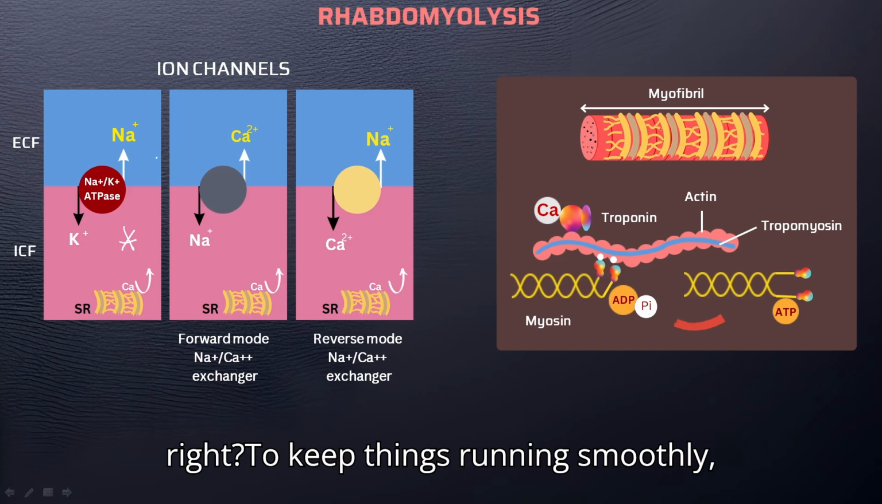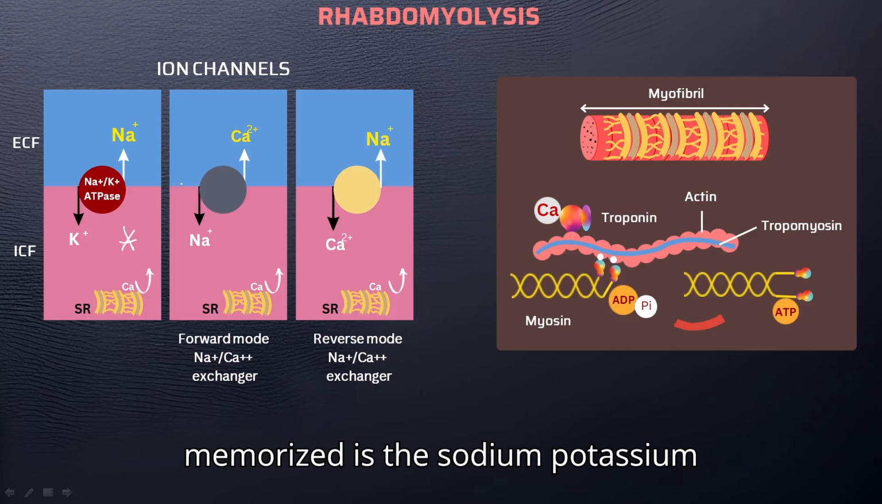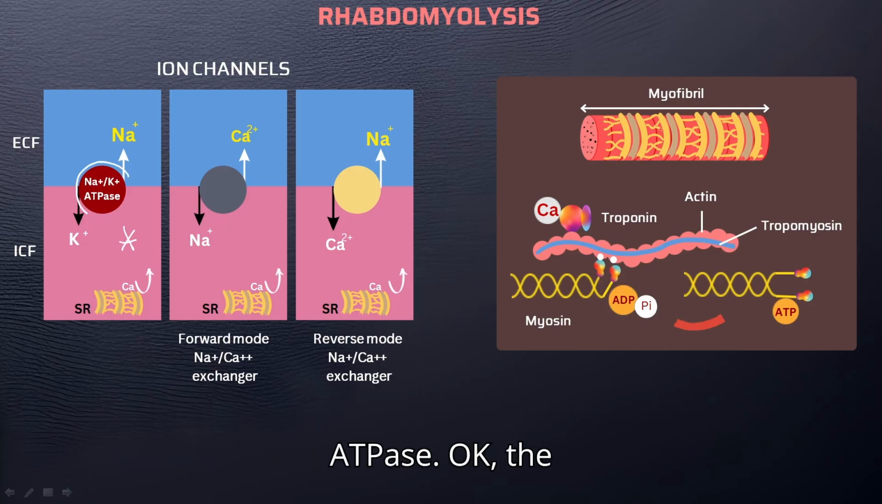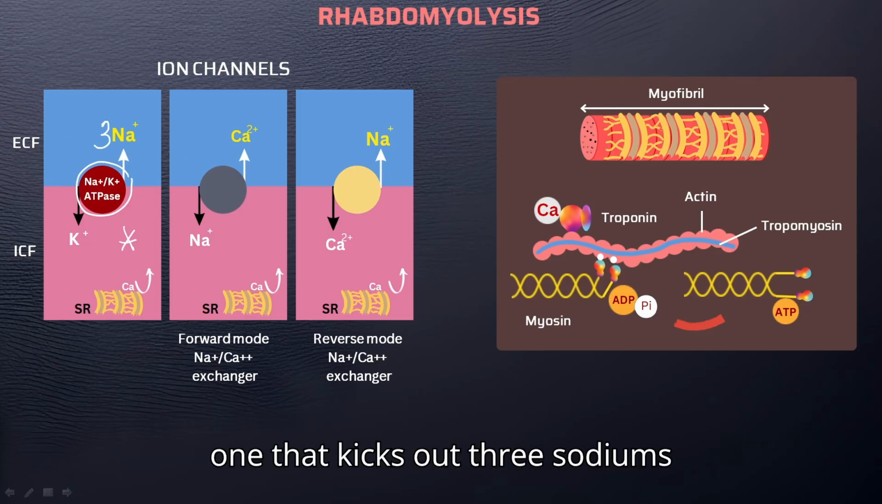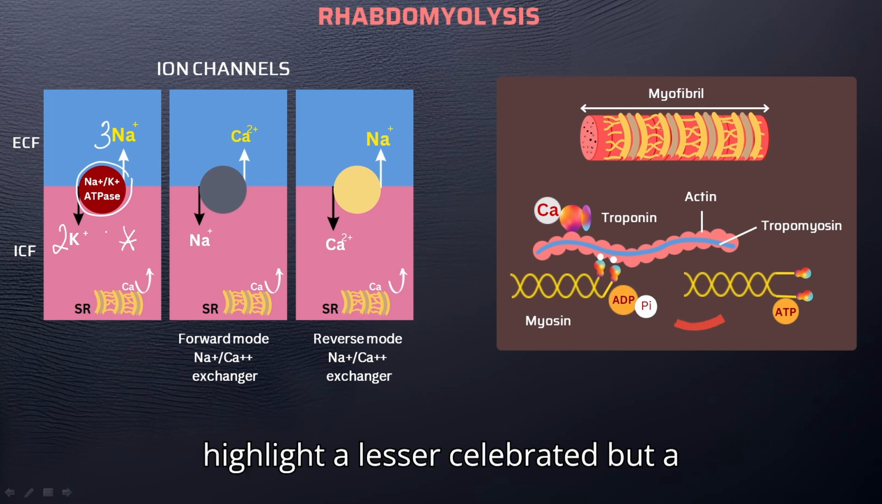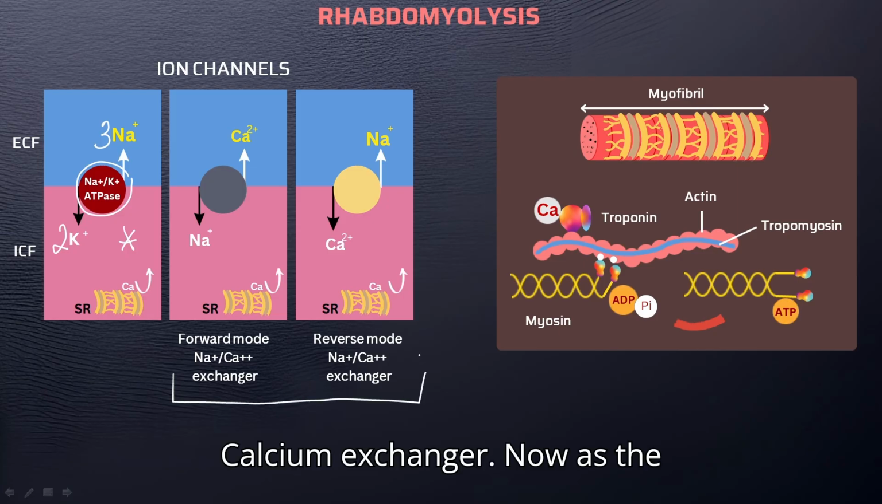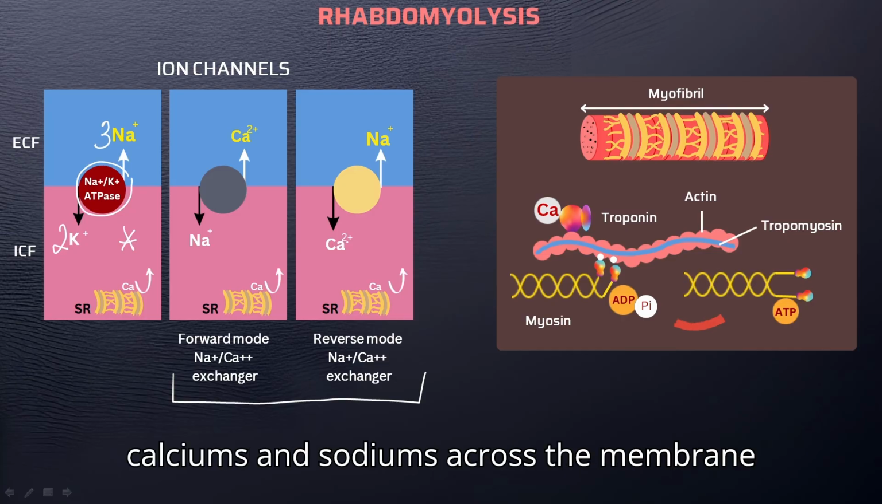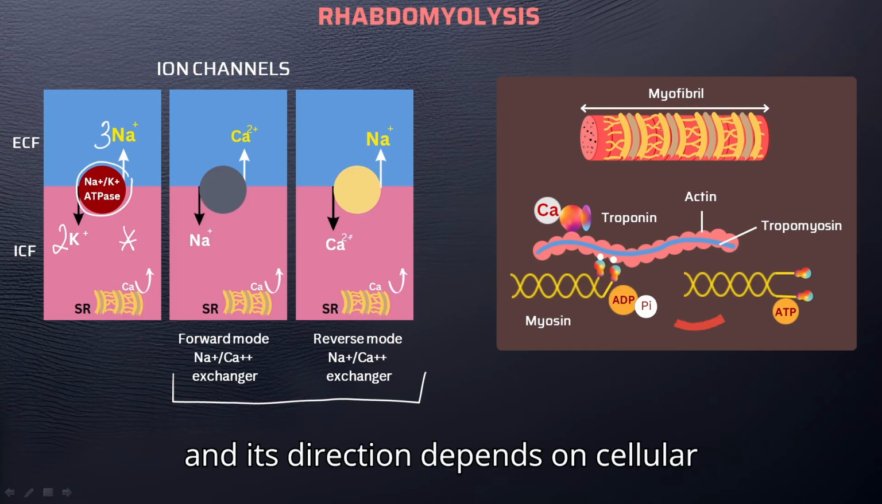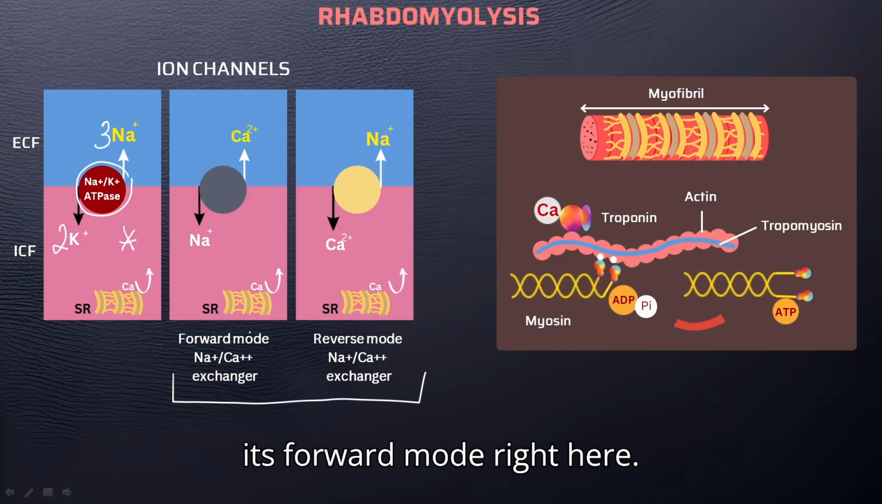To keep things running smoothly, muscle cells rely on several ion transporters. One you have probably memorized is the sodium potassium ATPase. Okay, the one that kicks out three sodiums and then brings in two potassiums. But today, let's highlight a lesser celebrated but critical player, the sodium calcium exchanger. Now, as the name suggests, this exchanger swaps calciums and sodiums across the membrane, and its direction depends on cellular environment. I want you to take a look at its forward mode right here.